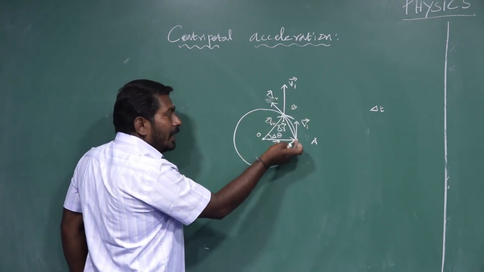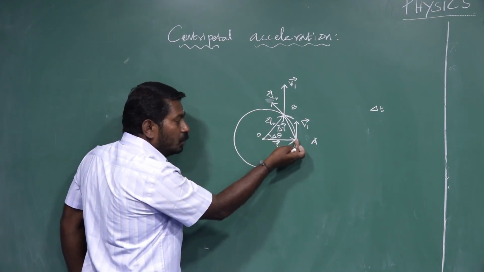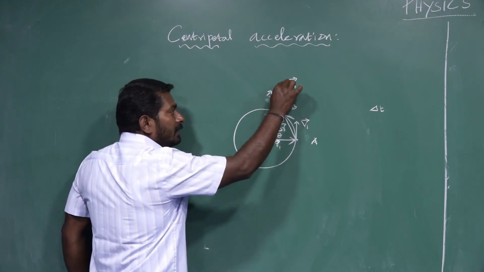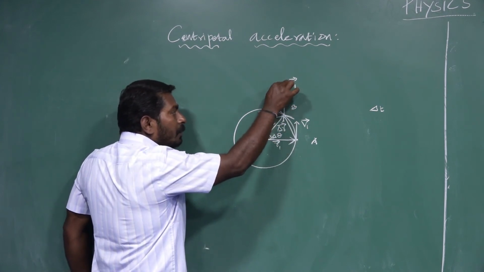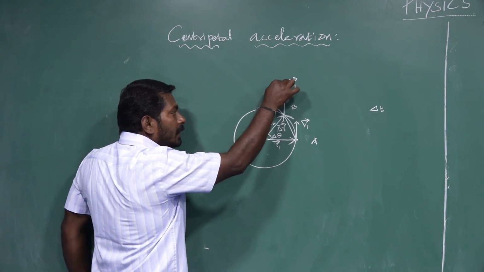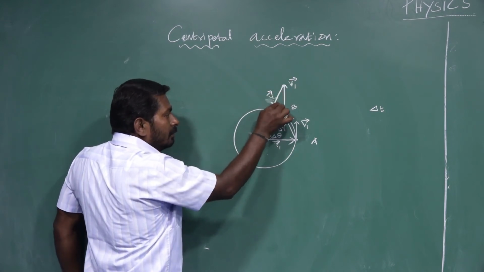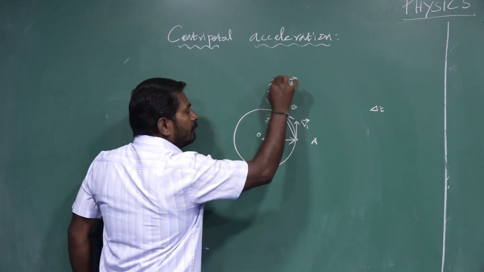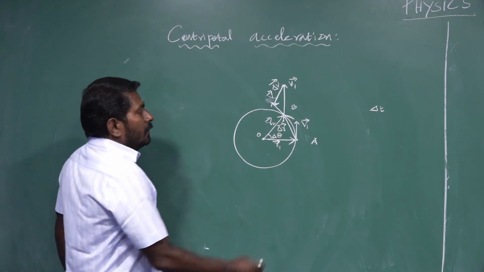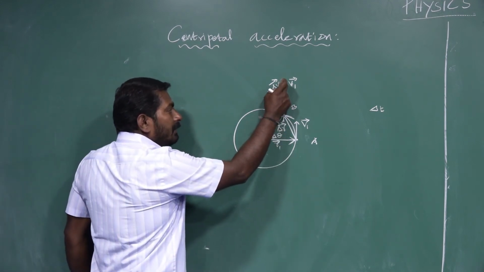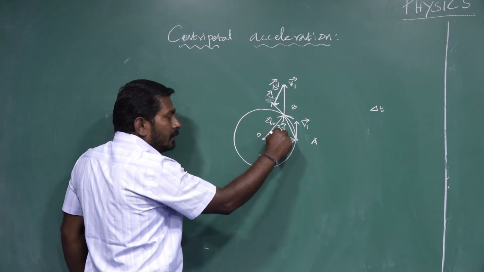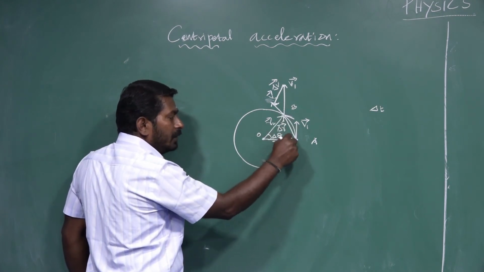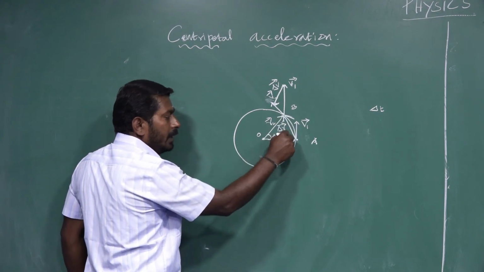Now, what is the change in velocity if your point object is moving from point A to point B? That is a change in velocity, from initial velocity to final velocity. This is the direction of change in velocity, del v vector. So, change in velocity del v vector and change in position vector, also called the displacement of the point object from A to B, is del r.